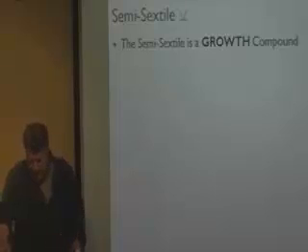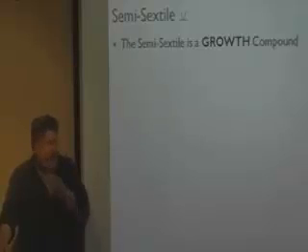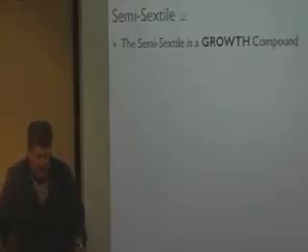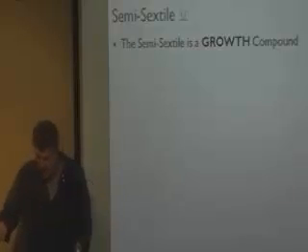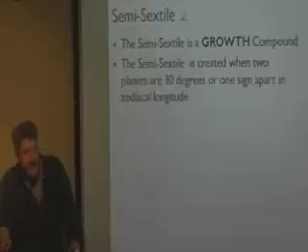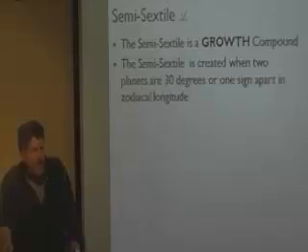All right, the semisextile is a growth compound. If you look at your cheat sheet that I've given you, the semisextile is when any 2 planets are 30 degrees apart, which is the equivalent of how many signs? 1 sign apart, which means a planet at 15 degrees of Aries will be in semisextile with a planet at 15 Taurus or 15 degrees of Pisces, give or take whatever the orb might be.